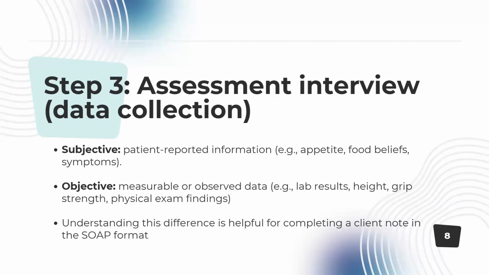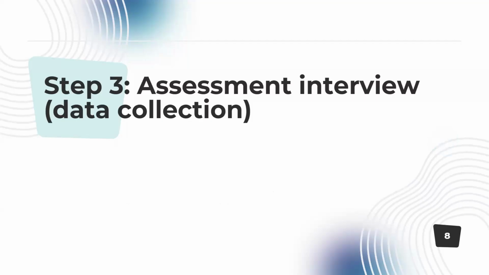Objective data, however, would be measurable or observed data. So we're talking about the lab results, their height, their weight, grip strength, physical exam findings are objective. And understanding the difference between subjective and objective data will be very beneficial for you in completing a client note, particularly in the SOAP format, because SOAP is subjective, objective, assessment, plan, right? So you know how to list those bits of information based on distinguishing between subjective and objective data.